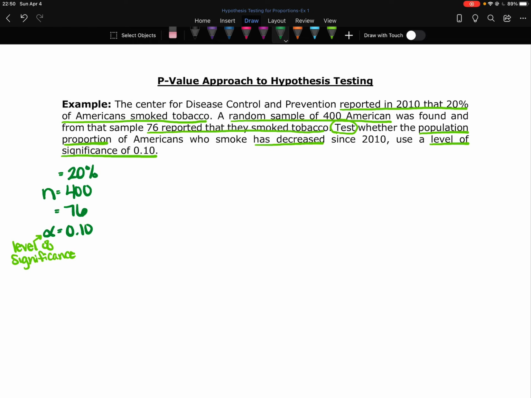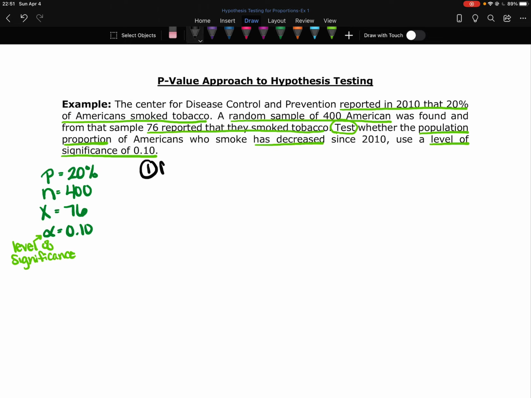76 is the number of people from the sample that said they smoked tobacco. That would be my x. And then the tricky one for me was the 20%. That's what was reported in 2010 as the percentage that smoked tobacco. So it's a percentage. So that's either going to be p or p hat. It's a proportion. And then it's previously reported. So that's going to be my p. I'm going to assume that that's the percentage that are smoking now, and then we're going to see if that has decreased since then.